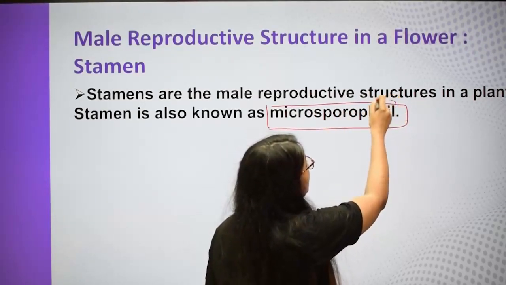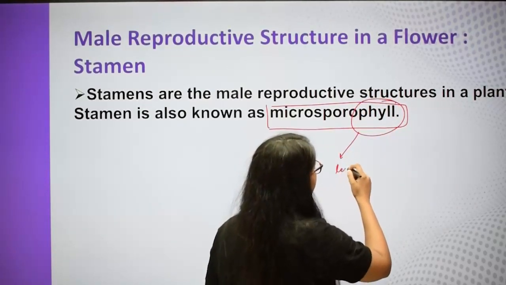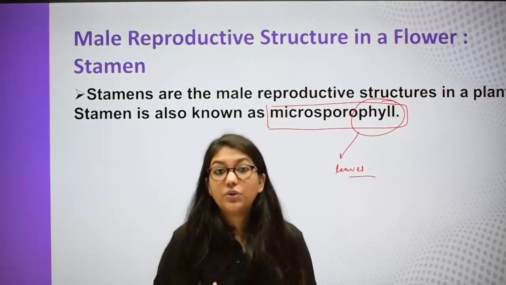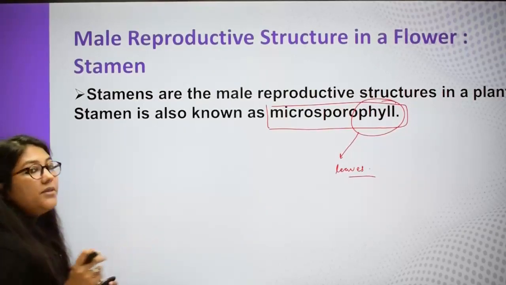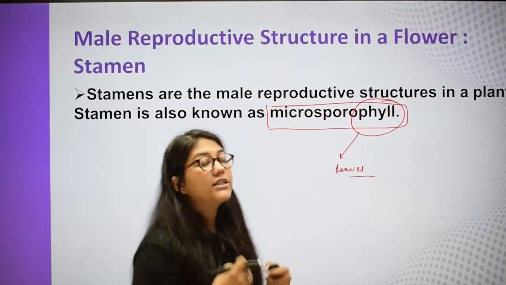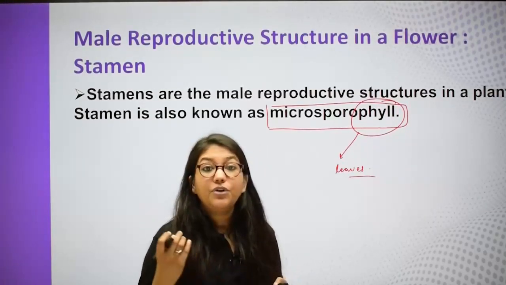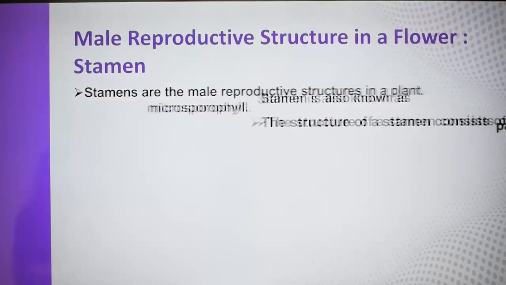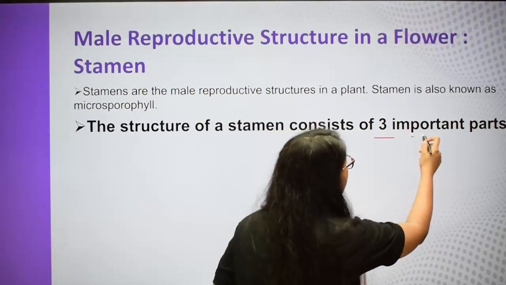Now look here, the term phyll, what does it mean? It means leaves. So stamen is the structure where the microspores are going to develop. So what is the term that we are using for the stamen? Stamen is also known as microsporophyll. It is the structure where the development of the microspore is happening. Stamen is also called microsporophyll. It consists of 3 important parts.